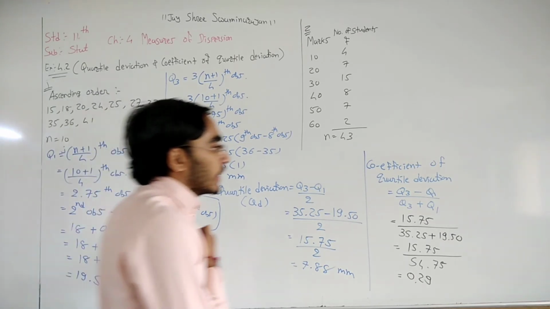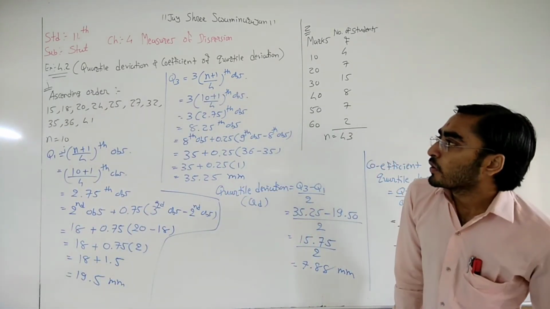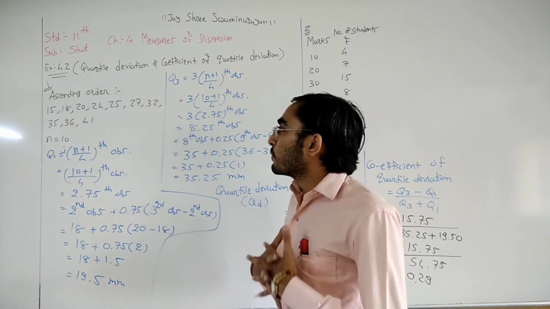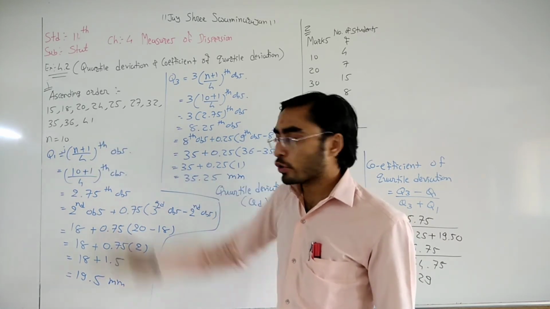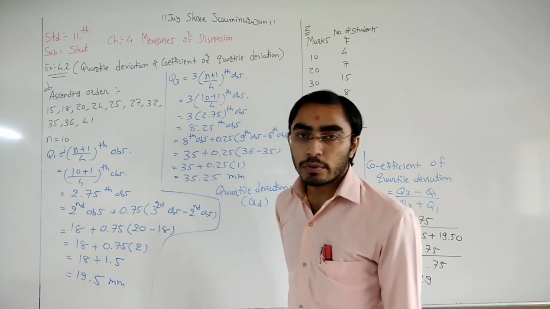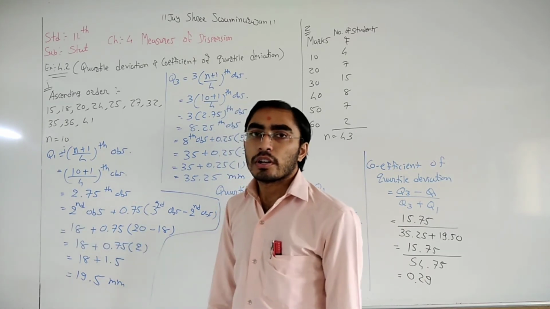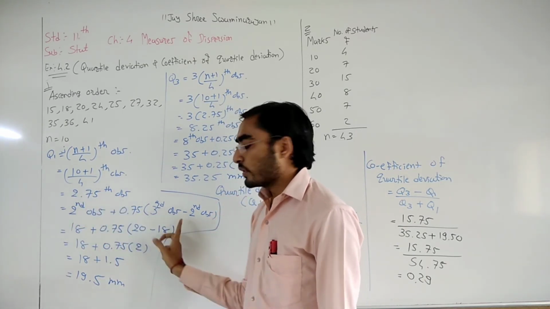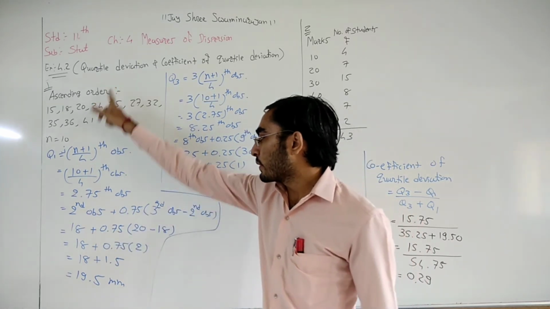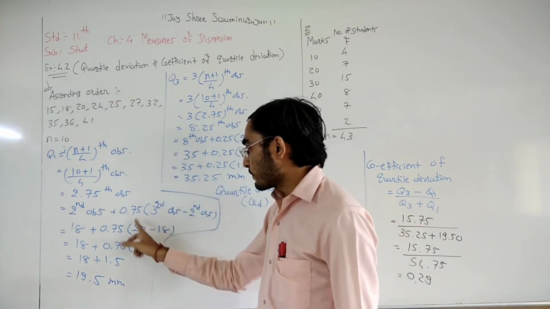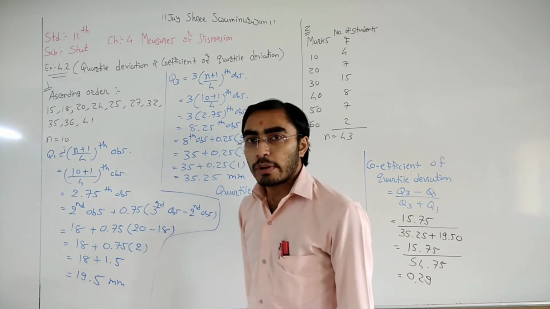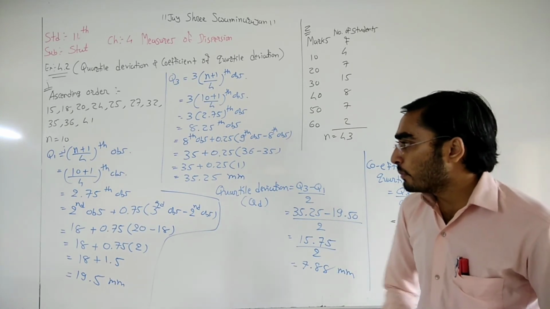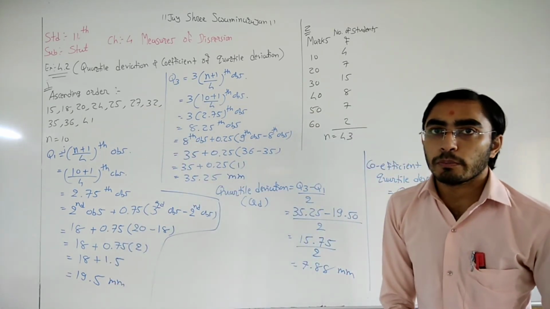Okay. So here again I repeat all this process. First of all we need to convert the data into ascending order. After that we need to find Q1, the (n+1)/4th observation. It is the 2.75th observation. So we need to divide this number into two parts: second observation plus 0.75 times (third minus second). Second observation 18, third observation 20 minus 18 is 2, multiply by 0.75 is 1.5, plus 18, it is 19.5 mm. So our Q1 is 19.5 mm.